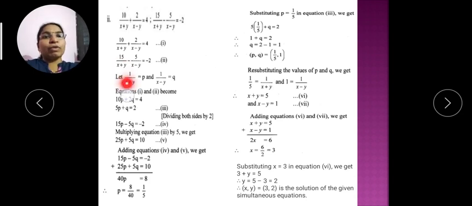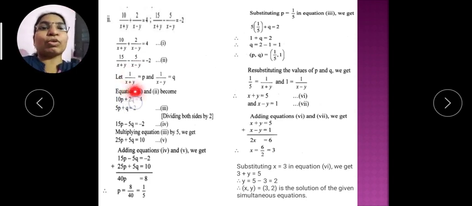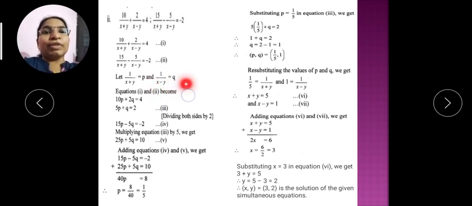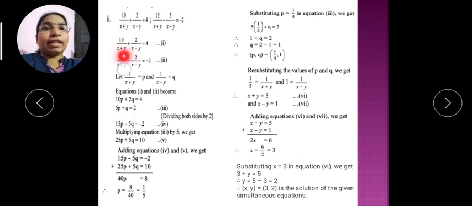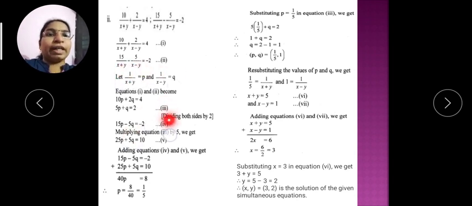Okay, so is this a linear equation in two variables? It is in two variables because x and y, two variables, are used, but we want a linear equation. So make it linear by simply substituting 1 upon x plus y is equal to p and 1 upon x minus y is equal to q. Now after substituting, what will you get? 10p plus 2q is equal to 4 and the second is 15p minus 5q is equal to minus 2. After getting the third and fourth equations, what do you have to do?